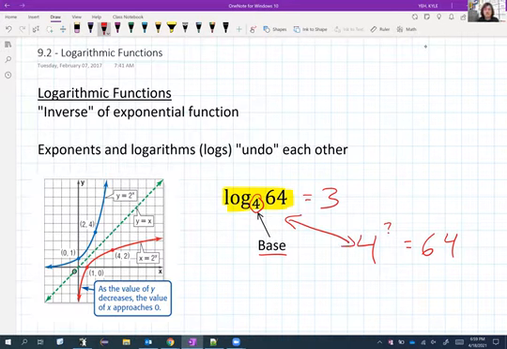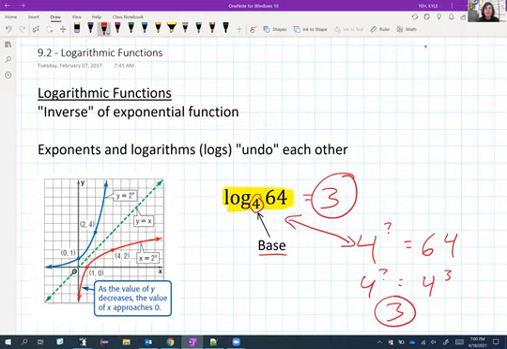These two statements are exactly the same. They're just written differently. 4 to the what equals 64. And if you think, 4 times 4 is 16, times 4 is 64. So 4 to the what equals 64? This is 4 cubed. So it must be 3. And that's how I knew the answer.